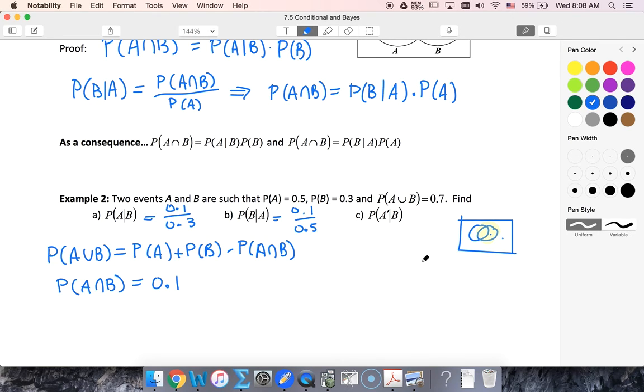So let's fill in some of my numbers here. I know that I had 0.1 in the middle. So 0.1, 0.4 for A, 0.2 for B. So this is what I need to know. I need this 0.2 here. So not A given B is going to be 0.2 divided by my B, which is 0.3. Or of course I could write that as 2/3.